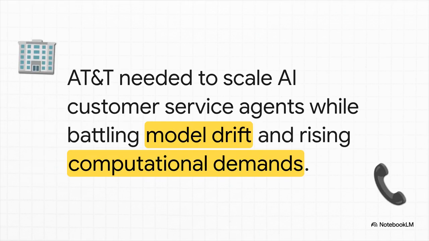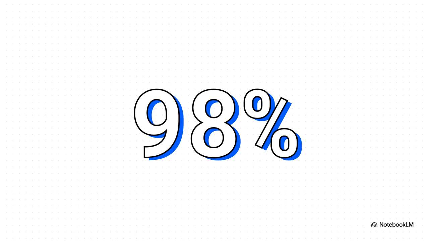Let's make this real with an actual example. Take AT&T. They had a classic problem. They wanted to use AI agents for customer service, but they were getting hit with those exact issues we talked about: model drift and just insane computational costs. So they put a data flywheel-style platform into motion.